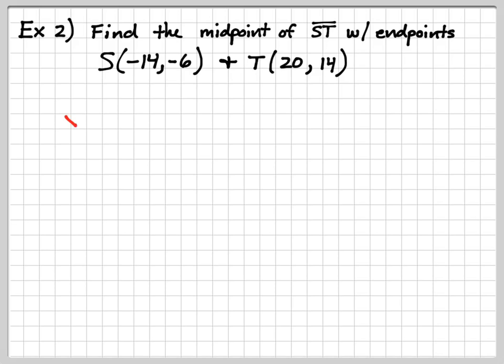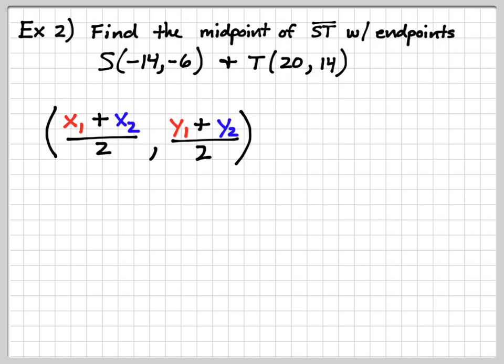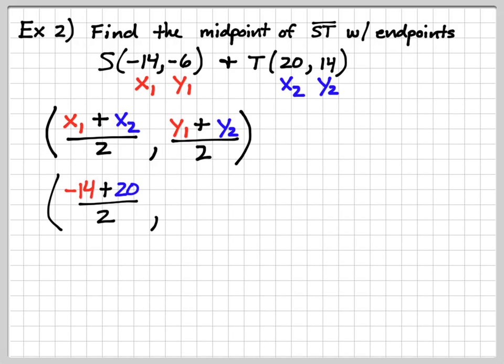So I'm just going to go ahead and copy down the formula again. Average of my x values, average of my y values. Again, these could be my x2, y2 if I wanted, but I'm choosing for them right here to be my x1, y1, the red ones. And that means over here on the right, they'll be the blues, the x2, y2. And then I'm just very careful that I plug the appropriate number in the appropriate spot.